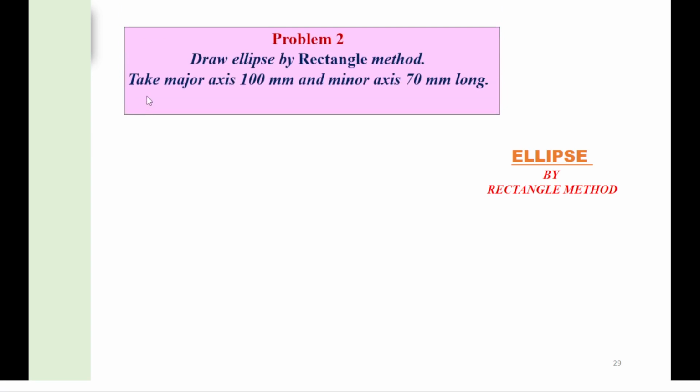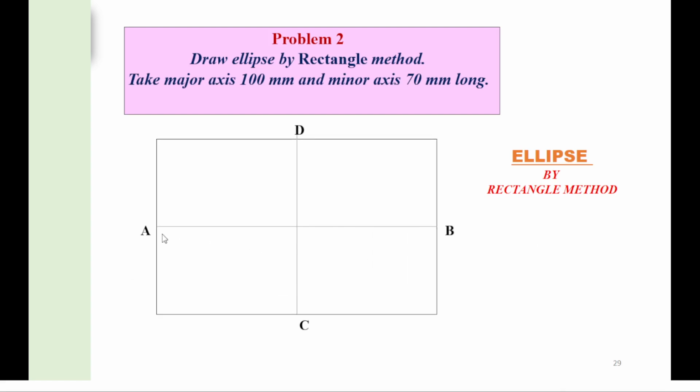So we will learn in this video about the rectangular method to draw an ellipse. The problem statement is to draw an ellipse by the rectangle method, where the major axis is 100 mm and the minor axis is 70 mm. Everyone knows what the major axis of an ellipse is and what the minor axis is. So we will construct this horizontal axis, let's call it AB. Then we will draw a central line dividing AB, having the minor axis which equals 7 centimeters long. Let's name it CD.